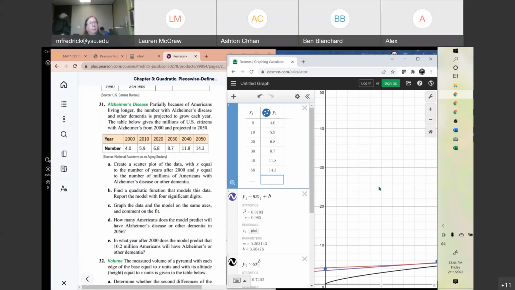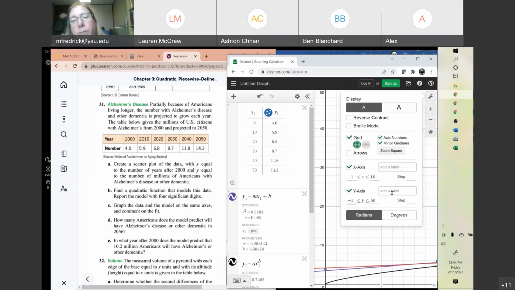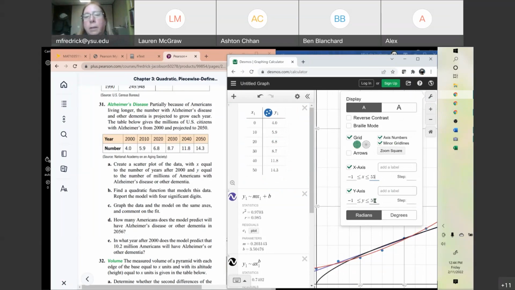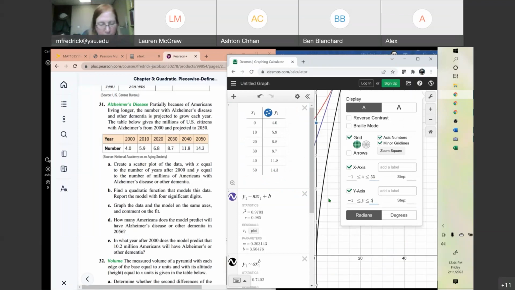Any questions on plugging the values in? So X is the number of years after 2000. And Y is millions of US citizens with Alzheimer's. Any questions on that part? I am going to fix my units. -1, this is going to 50, so I'm going to make it 55. And this goes to 14, so I'm going to make it 17.